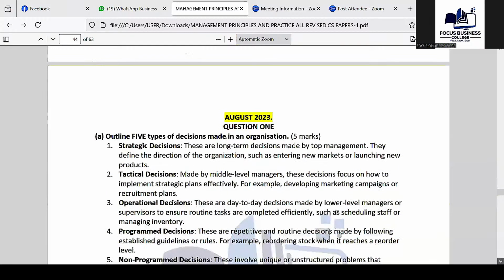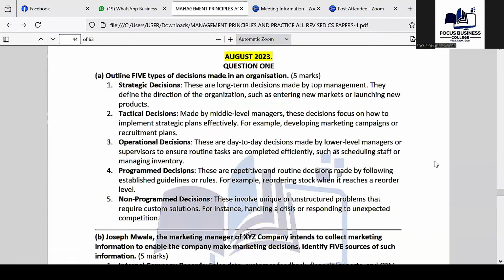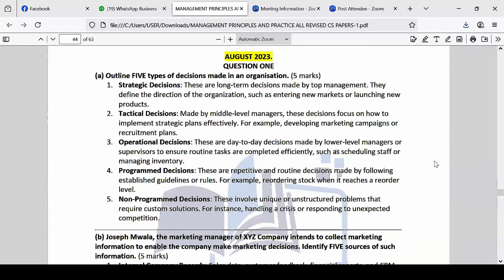So let's look at this question, number 6, so that we don't take much time. We can proceed as a group. Now, the question asks: outline 5 types of decisions made in a company. So if you have an organization, which are some of the types of decisions that are likely to be made in a company? Number one is called strategic decisions.